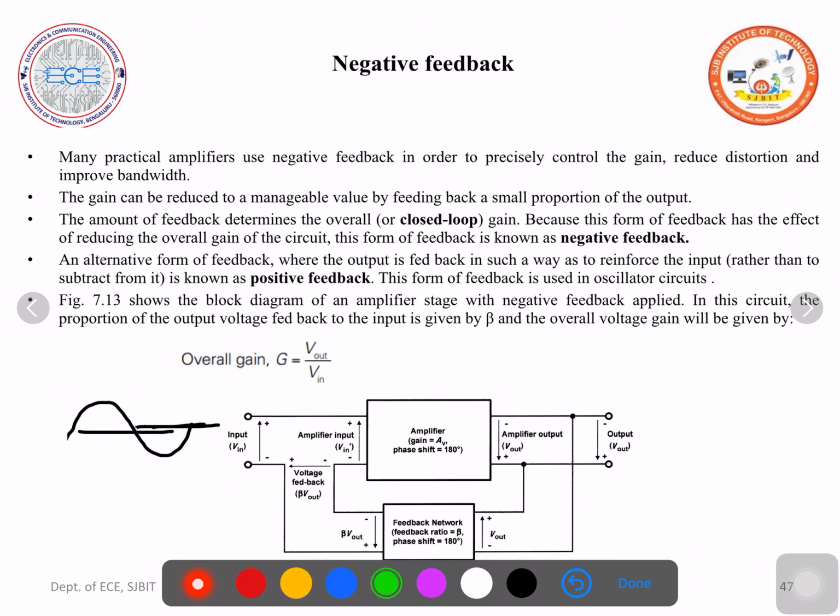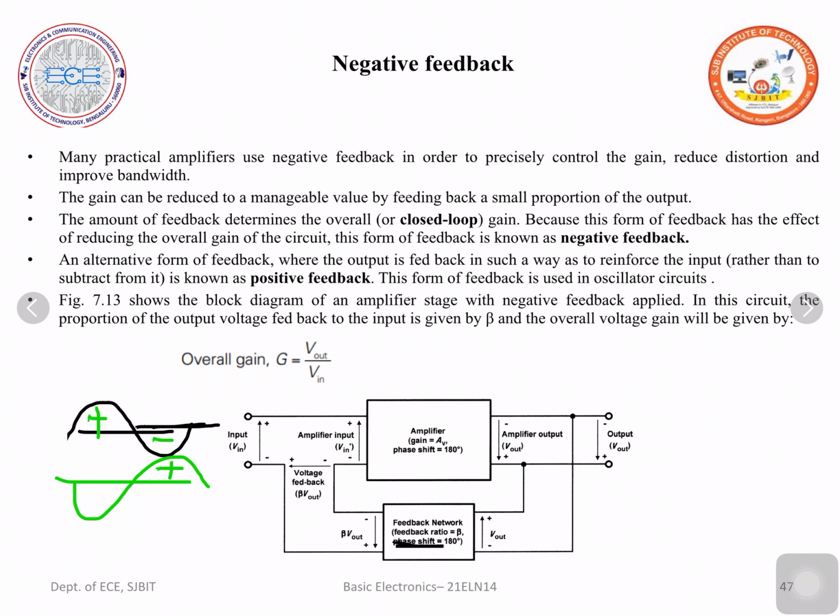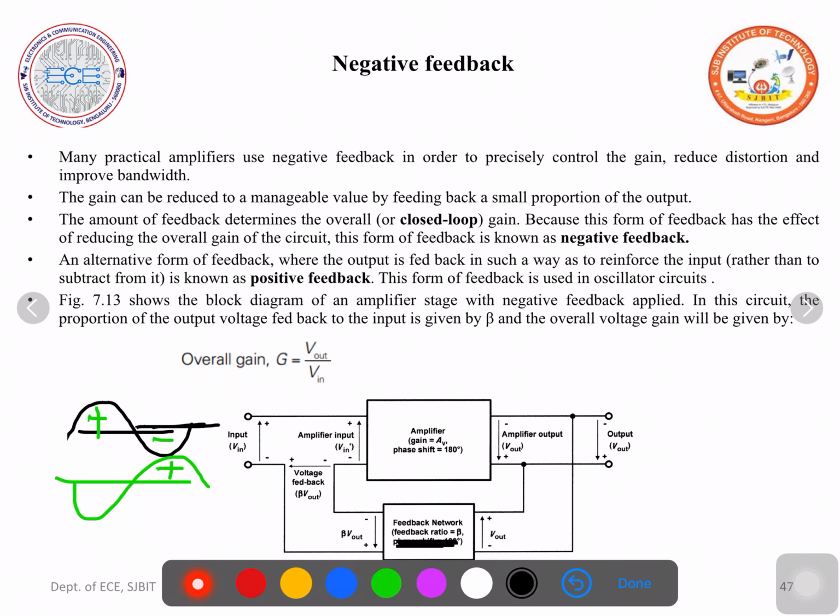Then the output signal will have 180 degree phase shift. Here is a positive half cycle of the input. Here is the positive half cycle of the feedback signal. Here the phase difference between these two signals is 180 degrees. So the amplifier here provides 180 degree phase shift. So there is no necessity of another phase shift of 180 degree here. So there is a phase shift of 180 degrees.